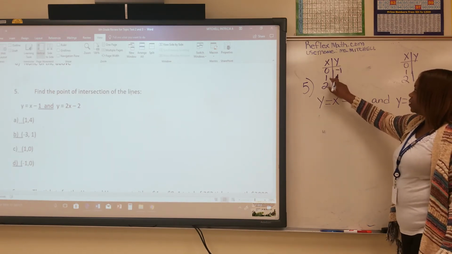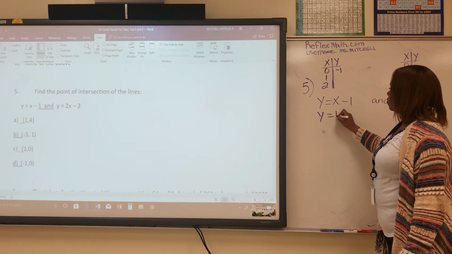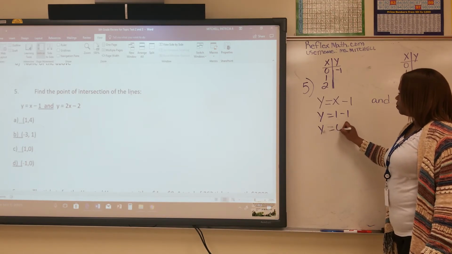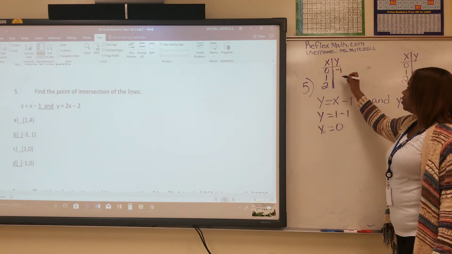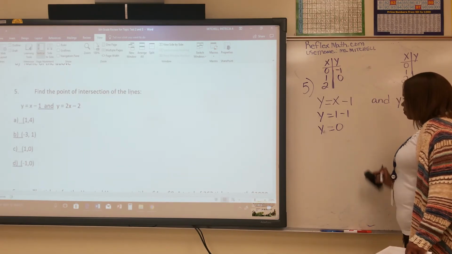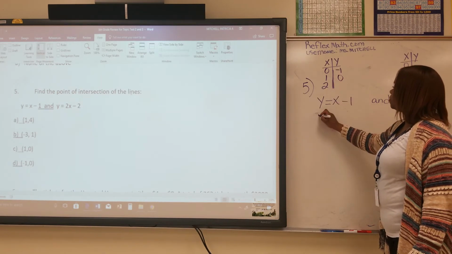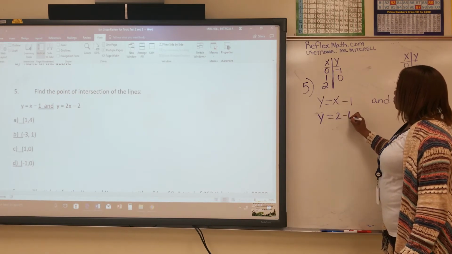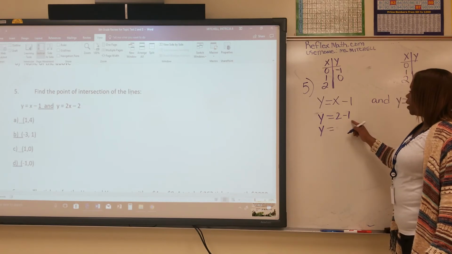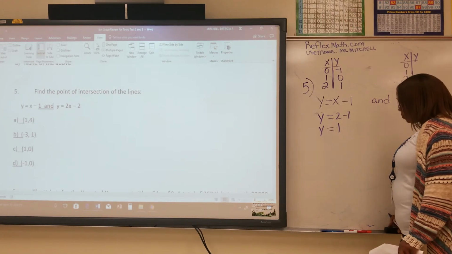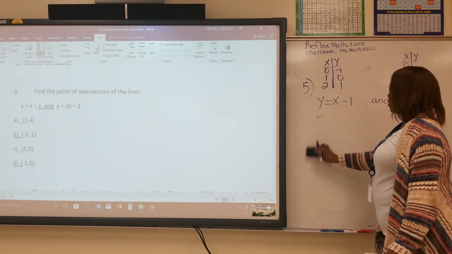But what about if x is 1? 1 minus 1 is 0. So therefore, if x is 1, y is 0. And then 2, what if x is 2? 2 minus 1 will give us 1. And we are done with that one.